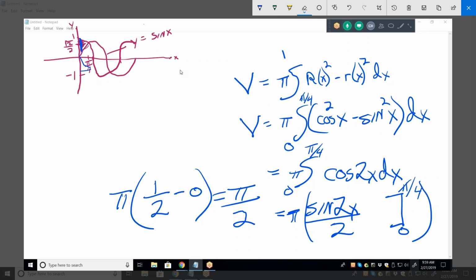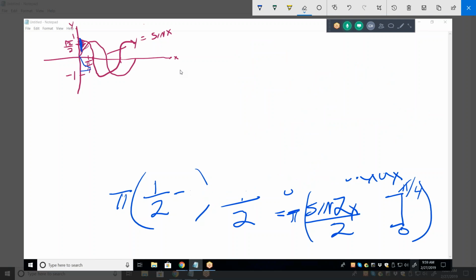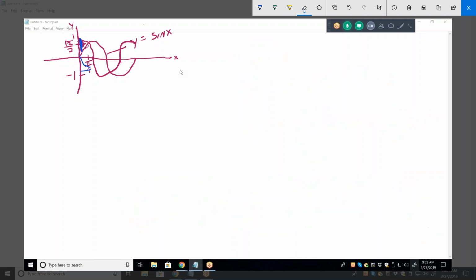6B, a little trickier. They want us to revolve it around the y-axis. So we're not going to make this shape at all.